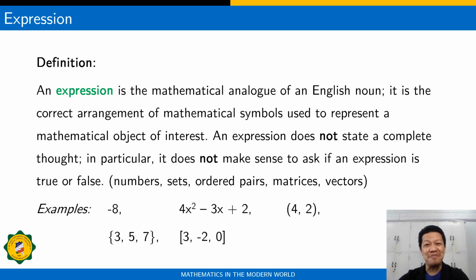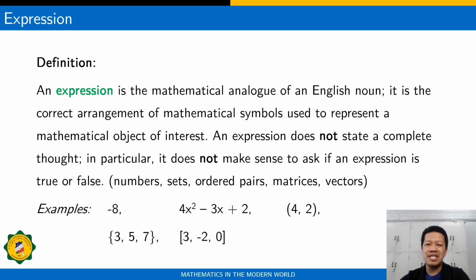So what is a mathematical expression? By definition, an expression is the mathematical analog of an English noun. It is the correct arrangement of mathematical symbols used to represent a mathematical object of interest. An expression does not state a complete thought. In particular, it does not make sense to ask if an expression is true or false.